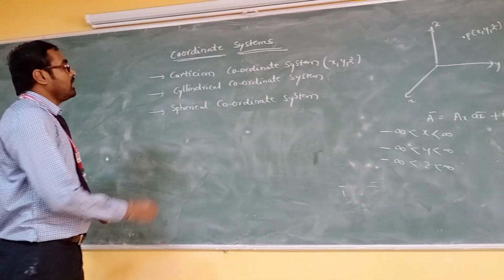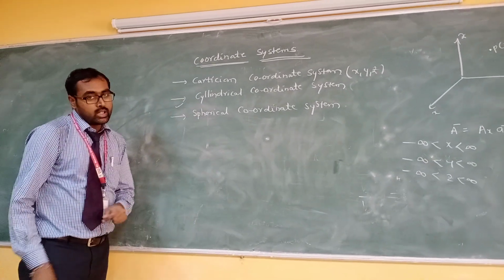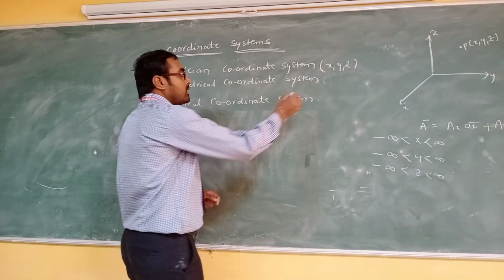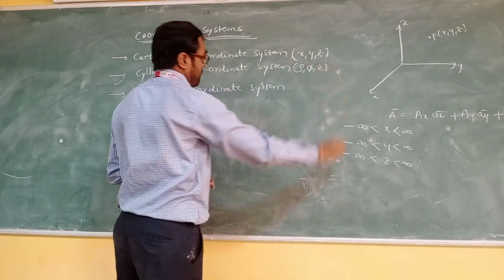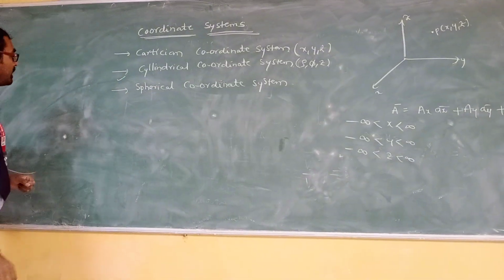The next one is the cylindrical coordinate system. In the cylindrical coordinate system, the coordinates are rho, phi, z.